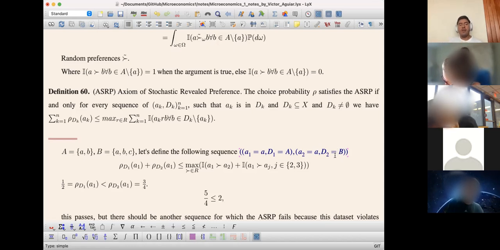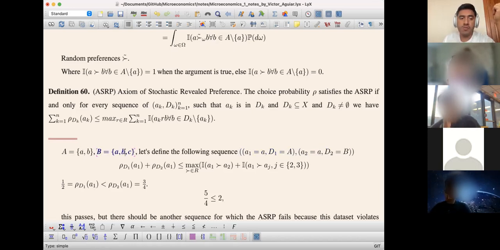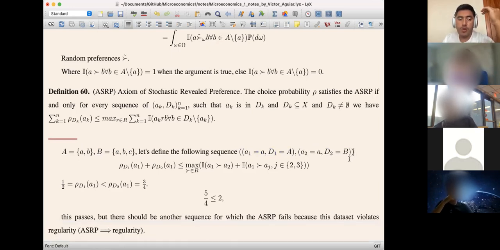Now, in order to check the ASRP, in fact, I have to check all possible sequences, right? Right now, I'm just going to do a particular sequence to illustrate how to check one of the inequalities of the ASRP. So take 2 menus: capital A, which contains small a and small b, and capital B, which contains small a, small b, and c. Define one sequence out of many possible ones. That is a1 is equal to a, capital D1 is equal to capital A, a2 is equal to a, capital D2 is equal to capital B.